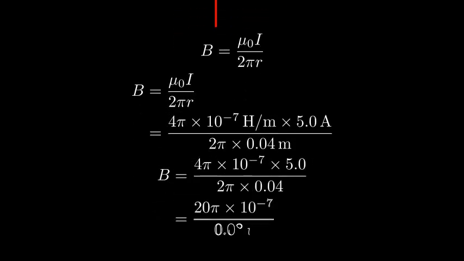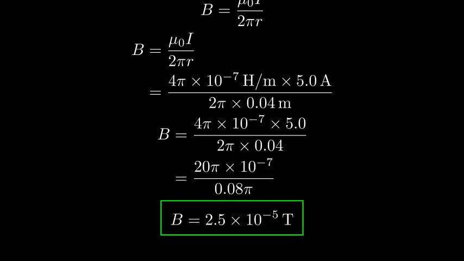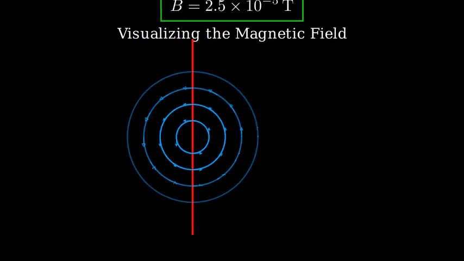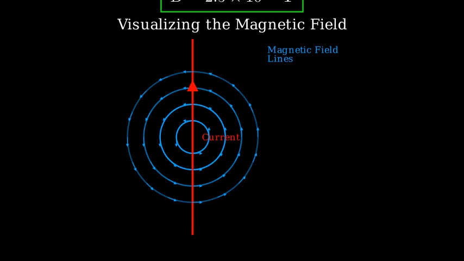Calculating, B equals 4 pi times 10 to the minus 7 times 5.0 divided by 2 pi times 0.04. This gives us B equals 2.5 times 10 to the minus 5 Tesla. Let's visualize this magnetic field. According to the right-hand rule, if we point our right thumb in the direction of the current, our fingers curl in the direction of the magnetic field.